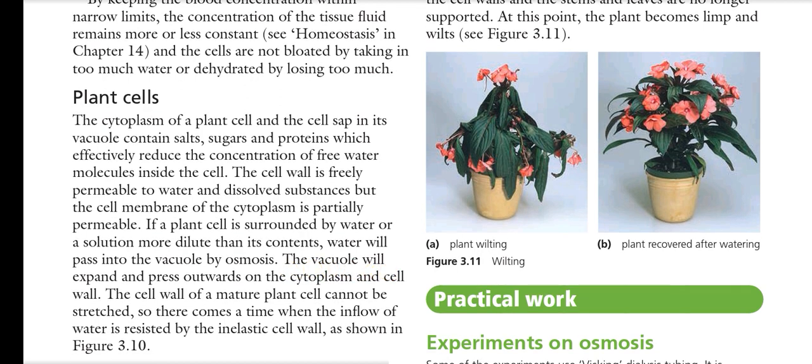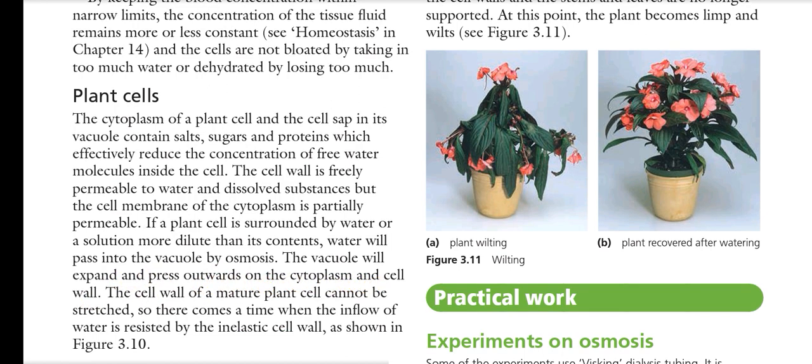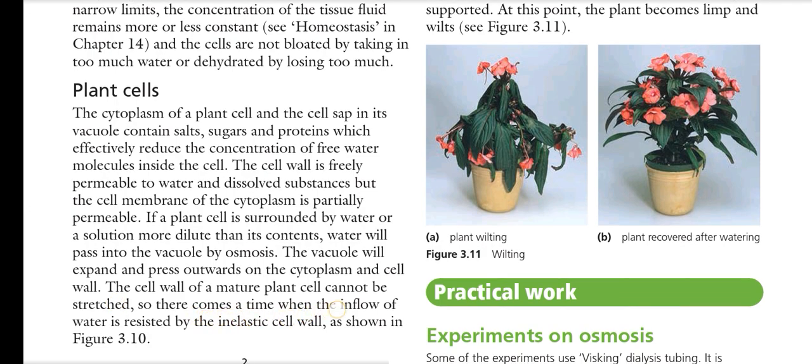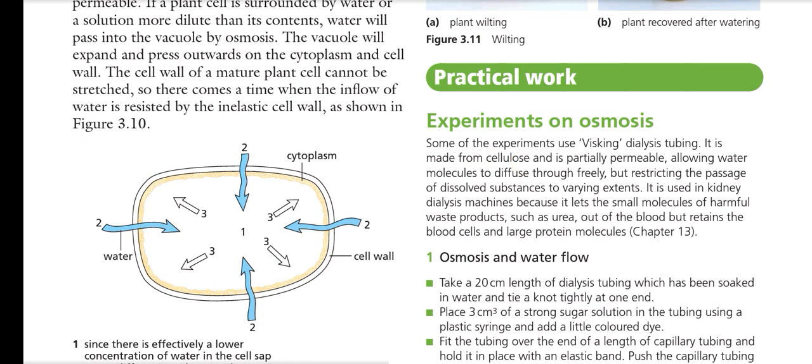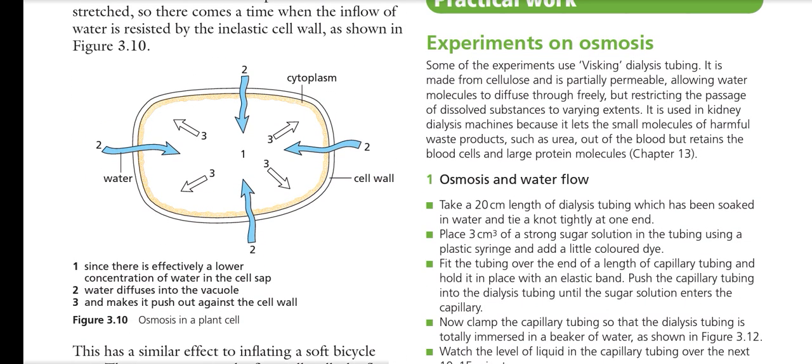The vacuole will expand and press outwards on the cytoplasm and cell wall. The cell wall of the mature plant cell cannot be stretched, so there comes a time when the inflow of water is resisted by the inelastic cell wall. Up to a certain limit, the cell can adjust the extra entry of water by the contractile or sap vacuole, but only to a certain extent. After a specific point, there will be no entry of water into the cell.